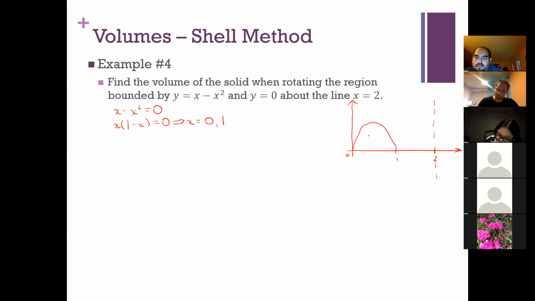So what is my independent variable going to be this time? It could be Y. It could be X. Ooh, I got conflicting messages here. So I'm revolving around this line x equals 2, right? Is that parallel to the y-axis? Yep. So I'm still using x's or dx intervals.